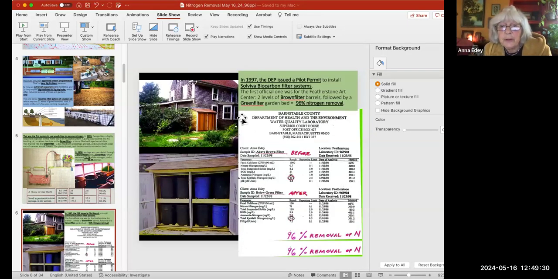In 1997, the DEP issued a pilot permit to install the Solviva biocarbon filter systems. A pilot permit was issued to me, okay? And this is a very important thing. I actually did have a pilot permit, very important to note. The first official one was for the Featherstone Arts Center. Again, here's 2 levels of brown filter barrels, and the green filter I don't have a picture of, but it was a green filter bed, and it removed 96% of the nitrogen.